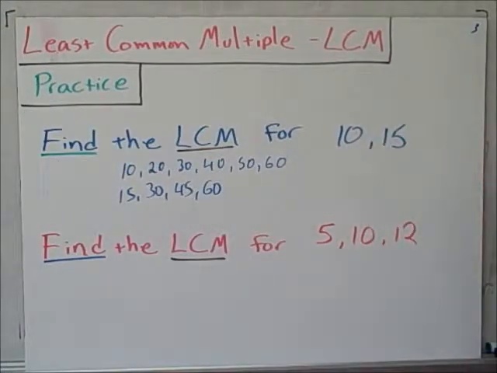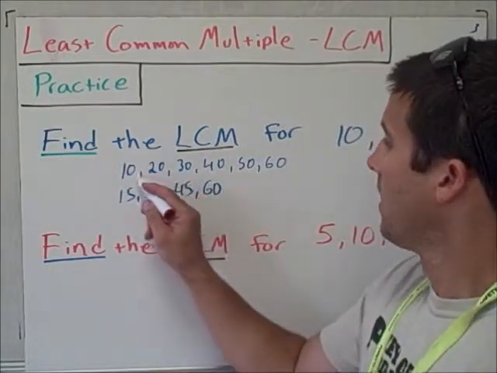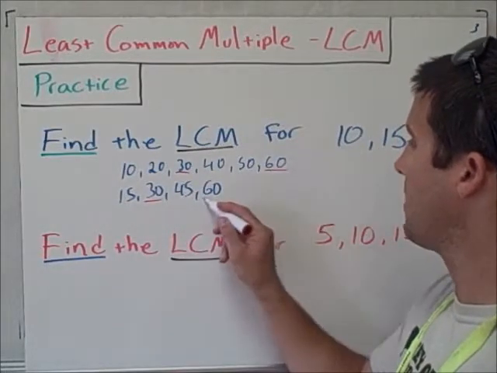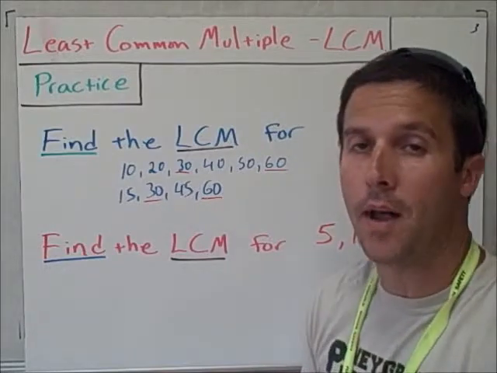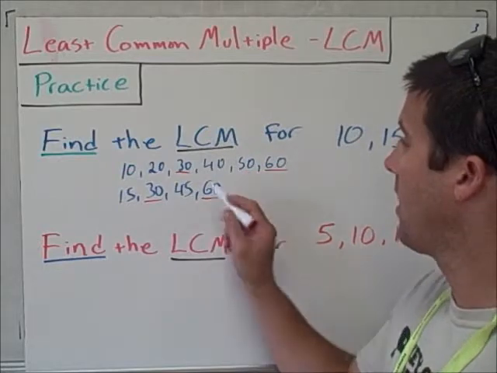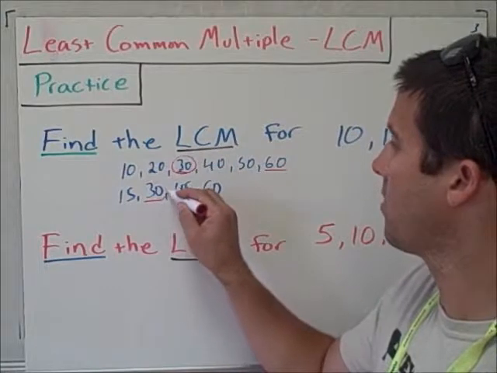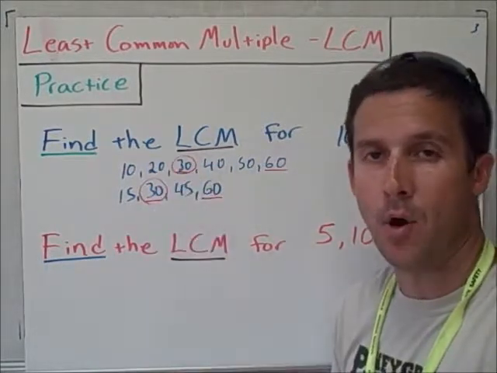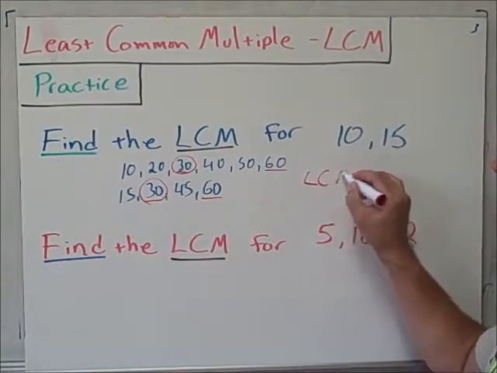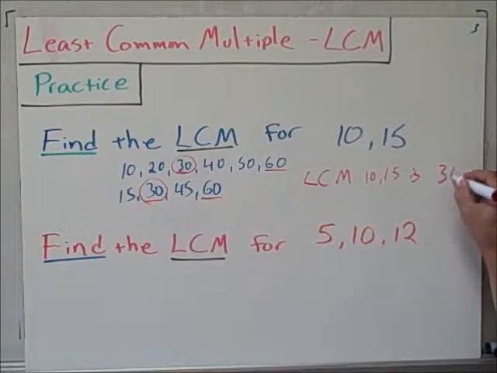Now what I'm going to do is find the common multiples. I'm looking here, I see 30 in both, I like it. And I also see 60 in both. And those are the common multiples. But what is the least common, meaning the smallest? Out of the 4 numbers I have underlined, 30 is the smallest number that we find in both. So, the least common multiple for 10 and 15 is 30.